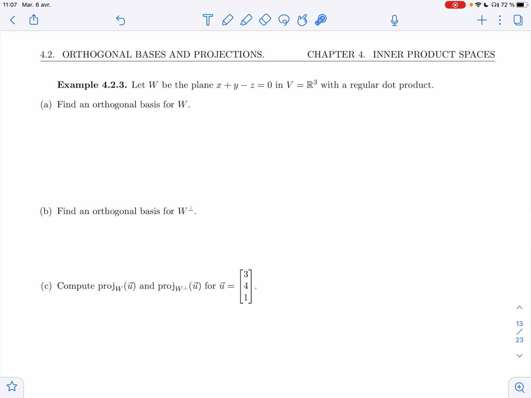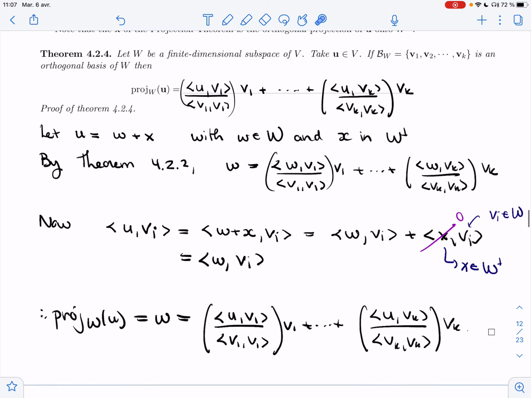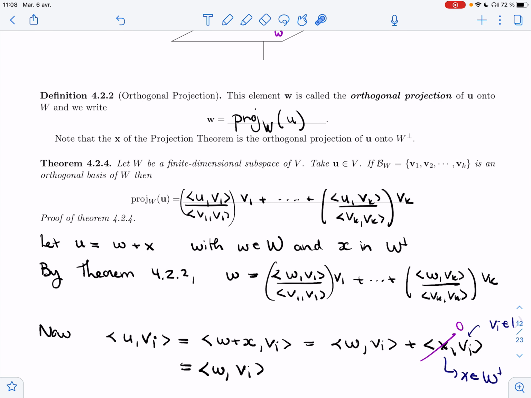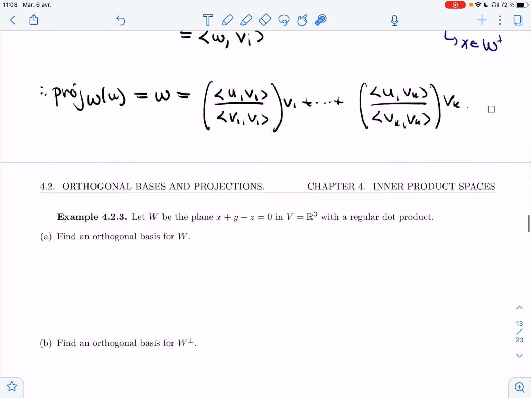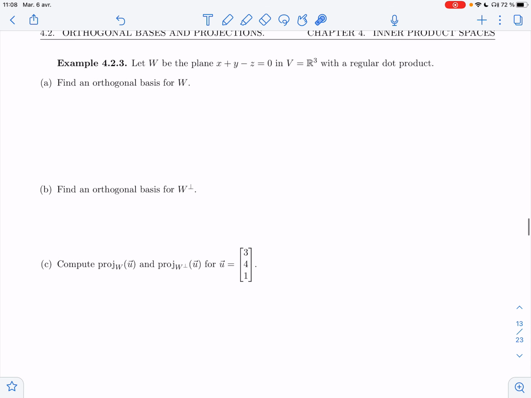Welcome back, and we want to look at example 4.2.3. I'm going to take W to be the plane x plus y minus z equals 0 in R3, and I'm going to use the regular dot product in R3, and I want to look at projections. If you remember what the formula for projection tells you, you need to have an orthogonal basis for W, and then it's just a matter of applying dot products. So I need an orthogonal basis for W.